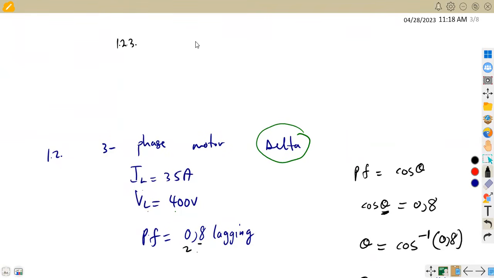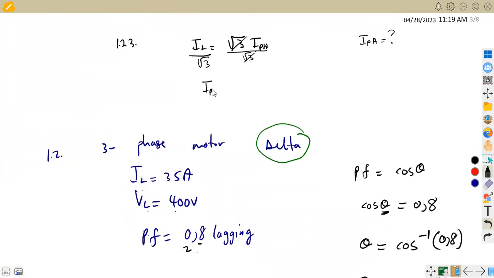In delta, remember that the line current is equal to the square root of 3 times the phase current, which is also given in your formula sheet. So we need to calculate the phase current in this case. This is the one that the question is asking you to calculate. So we can simply divide both sides by the square root of 3, so we can remain with the phase current.